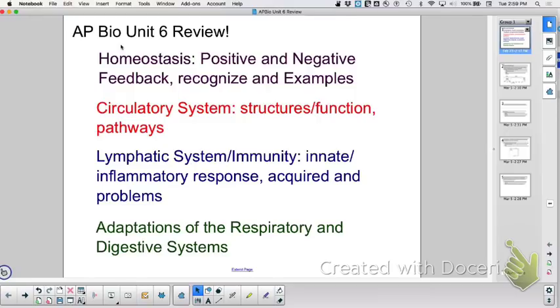You could talk about hemoglobin, right? You could talk about that in the circulatory system. That's one that you could use in the respiratory or circulatory system. The transport of blood gases, right? Hemoglobin. All done, sweetheart? Yeah. Questions? Okay.